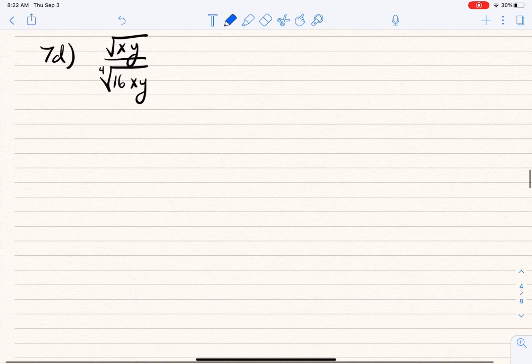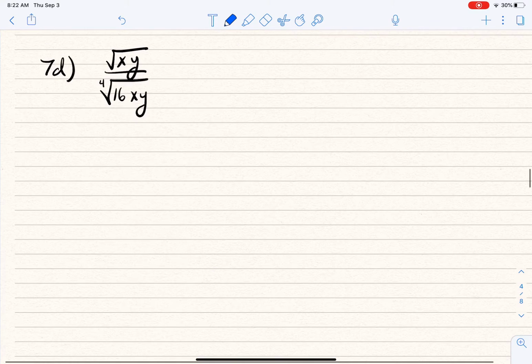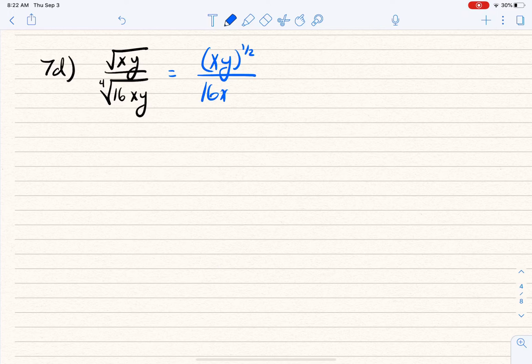All right, now let's see how hard we can make this. And 7D, again, we saw this one or one very similar to this before, so hopefully this was not too overwhelming for you. We look at this and we can do this a couple different ways. One of the ways I can look at it is to say, this is the same thing as x, y, all raised to the 1/2 over 16xy, all raised to the 1/4.